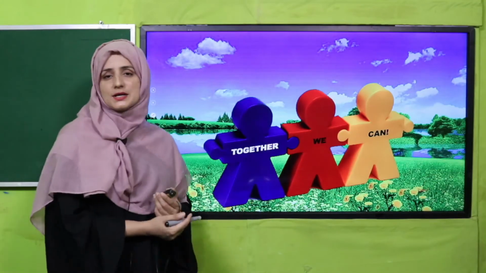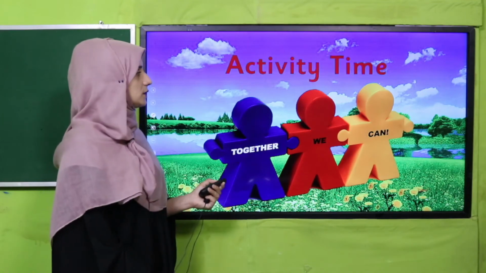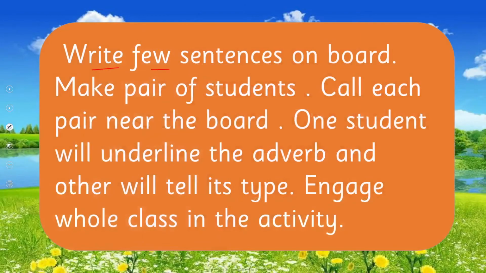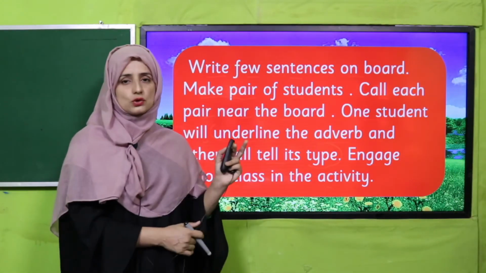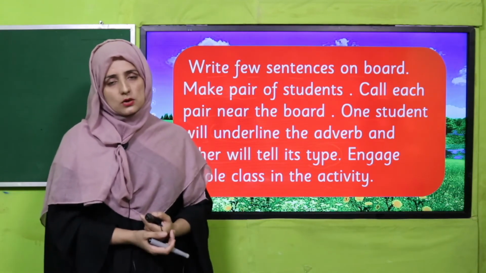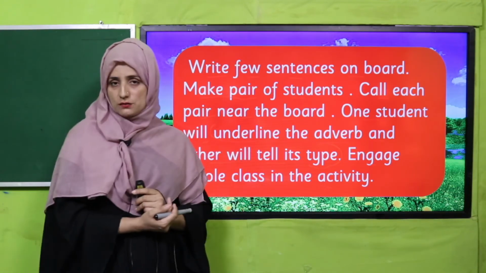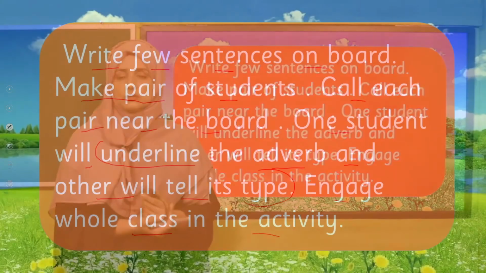Good. So now it's activity time. Let's learn through activity. Yes, my dear fellow teachers, write a few sentences on the board. Make pairs of students. Call each pair near the board. One student will underline the adverb and the other will tell its type. Engage the whole class in the activity. Yes, my dear teachers, you will write a few sentences having adverbs. So you will write on the board, make pairs, call students and perform this activity according to the instructions. Pause the video and then come back.